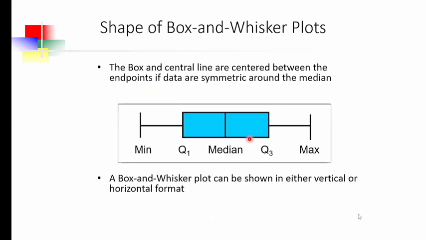Right? So now here, first we can identify the shape. By using this box and whisker plot, first we can identify the shape, whether data are symmetrical around the mean value. The box and central lines are centered between the endpoints if the data are symmetric around the mean value, right? If the data are symmetrical around the mean value, then the box and whisker plot are centered between the endpoints.